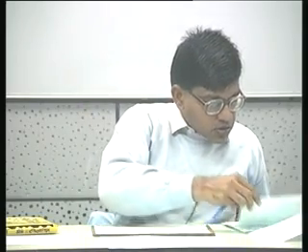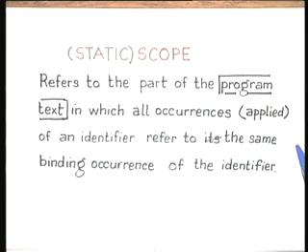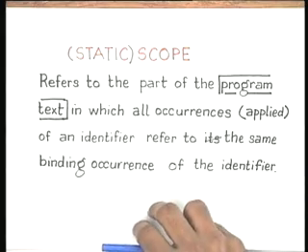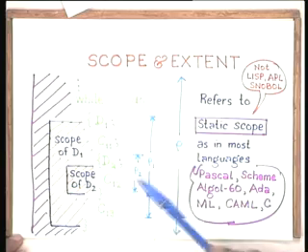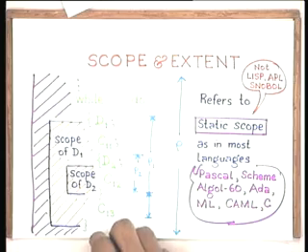I also spoke about scope. At least static scope refers to that part of the program text in which all occurrences of an identifier refer to the same binding occurrence of the identifier. So, it is a region of program text, and it was illustrated with this. Such scope rules are present in most of the modern block structured languages. However, there are languages like Lisp and APL and Snobol which have something known as dynamic scope. So, it is not possible to specify scope from the program text.